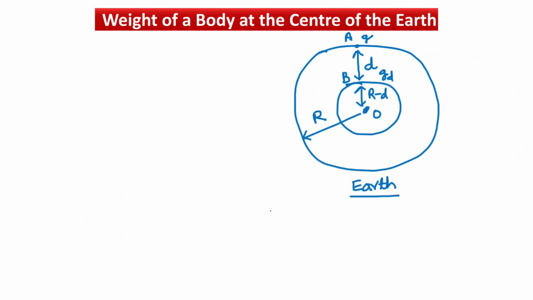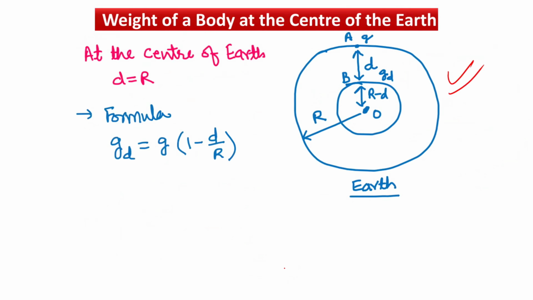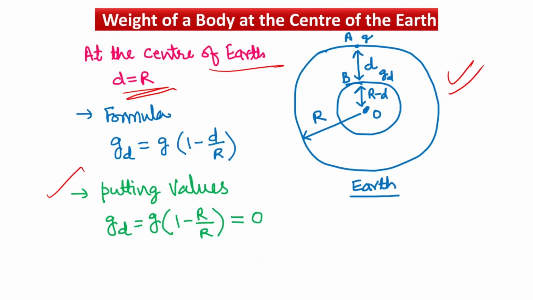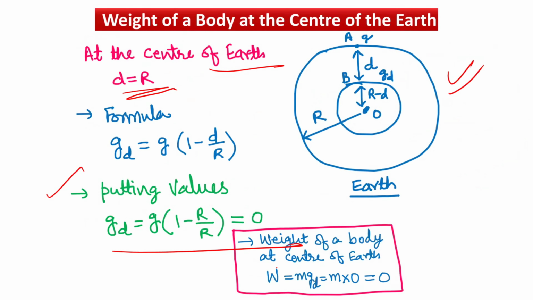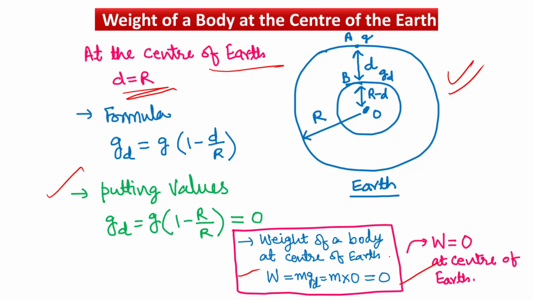Next topic is weight of a body at the center of the earth. Suppose again, if you are considering the same diagram, then at the center of earth means d is equal to R, right? So the formula becomes gd is equal to g (1 minus d upon R). Putting the values, you are getting gd is equal to g (1 minus R upon R), means the answer is 0. So weight of the body at center of earth, that is w is equal to m into gd, that is m into 0. So here at the center its weight will become 0. Okay, w is equal to 0 at the center of earth.